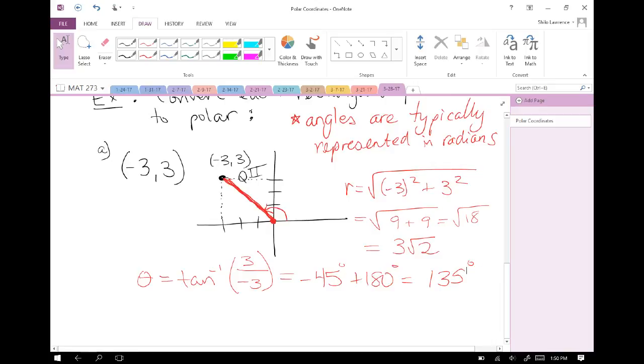135 is not wrong. 135 is right. It's more common to see these written with radians, though. So I just wanted to get you used to doing that. 3 pi over 4.